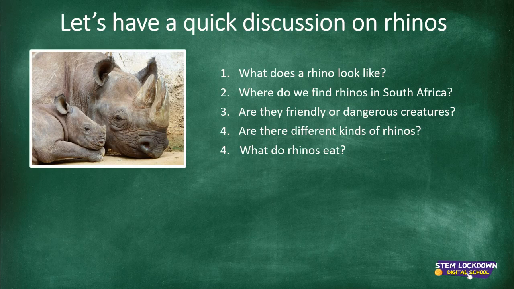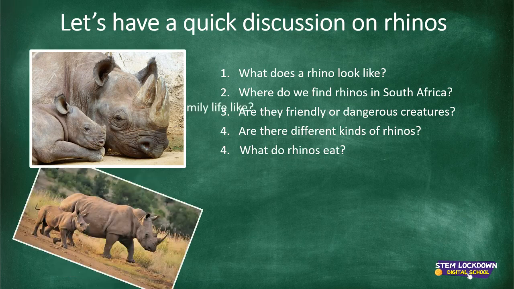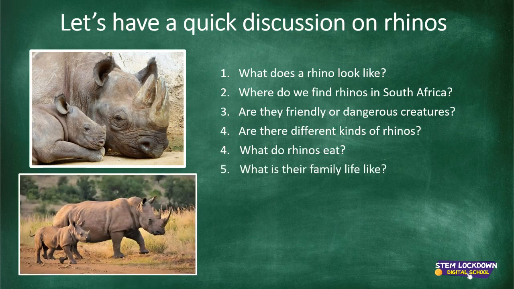This is number 5. What do rhinos eat? What do they eat? Do you know? Do they eat meat, or what do they eat? What is their family life like? Do they have lots of babies? Do they carry their babies? Well, they're mammals, so obviously a mammal always carries their baby in their womb. But do they have a lot of babies, or just 1 or 2?